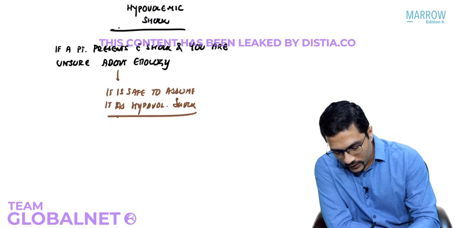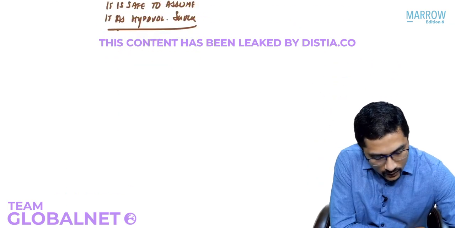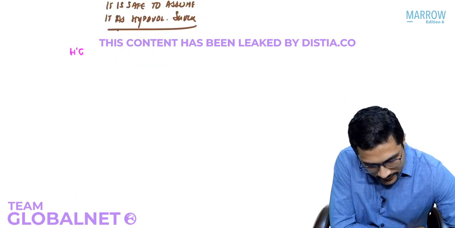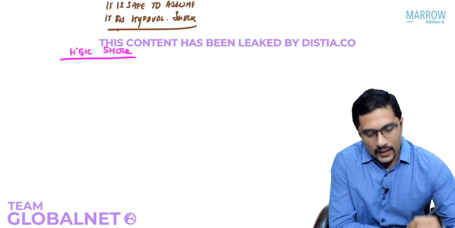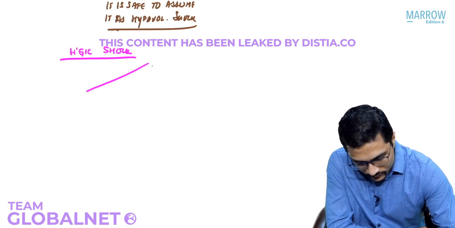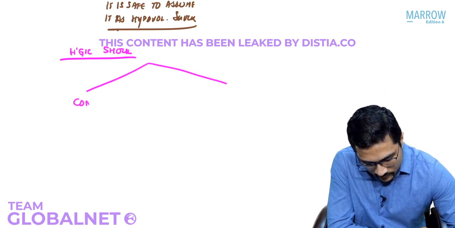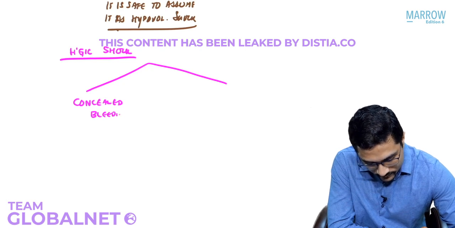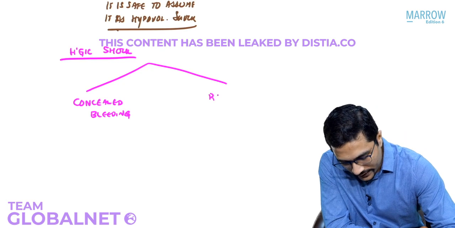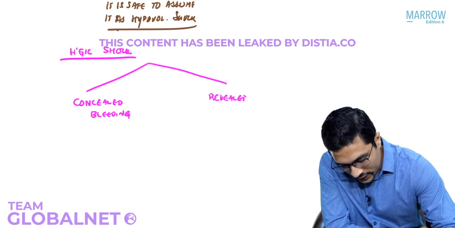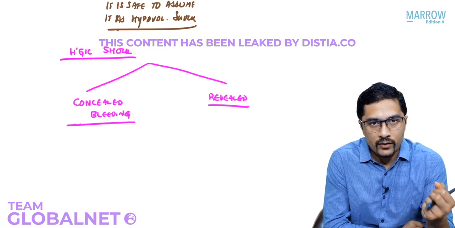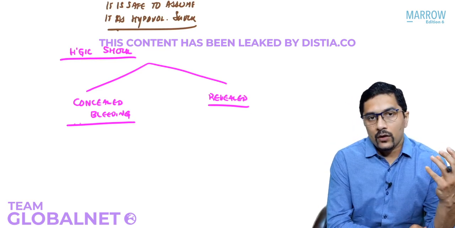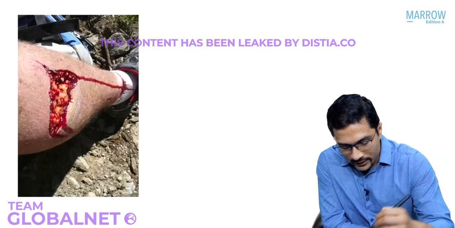Now, hypovolemic or hemorrhagic shock can be of 2 types. You can either have concealed bleeding, which we cannot see, or there can be revealed bleeding, where we can measure the blood loss and we can see the blood loss happening. Okay. Now, I'll just show you an image to depict the 2.